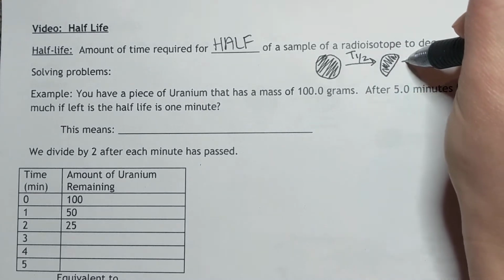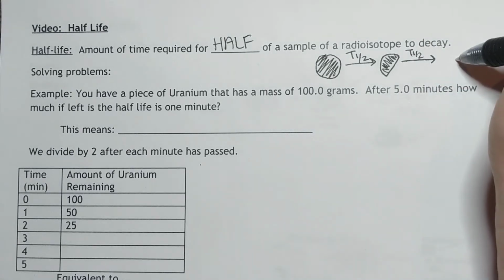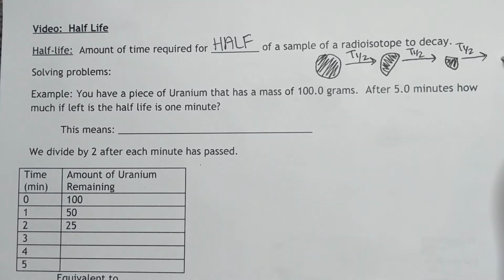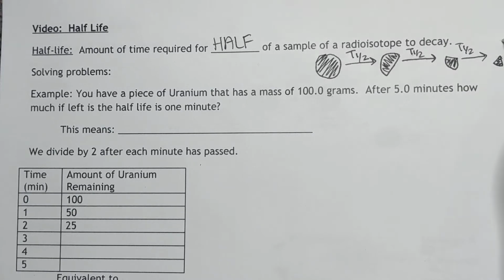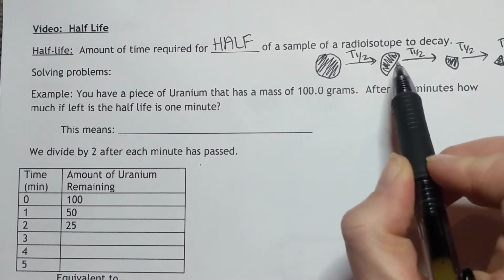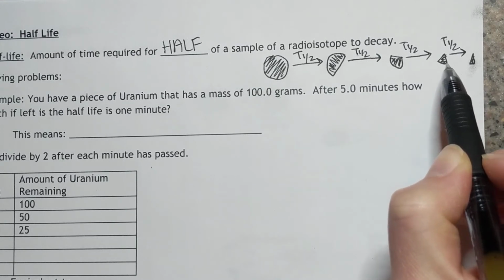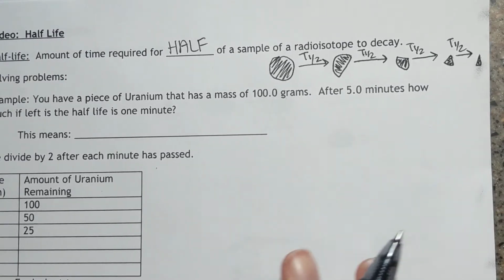And then, over the period of that half-life again, half of it decays again. And over the half-life period, half of it decays again. And again, and so on. So every time a half-life goes by, my sample gets cut in half, and in half, and in half, and in half again. If I keep cutting it in half, it'll never disappear. It'll just become smaller and smaller and smaller.